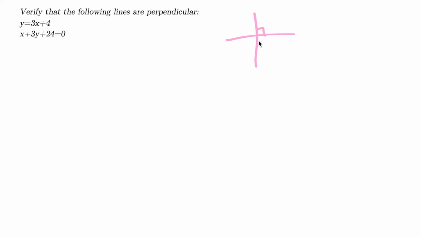The final question is asking us to verify that two lines are perpendicular, which means that they have a right angle between them. And if you remember, the condition for two lines to be perpendicular is m1 times m2 equals minus 1. So let's say this is equation 1 and this is equation 2. If we multiply the two gradients together and it equals minus 1, that means that the two lines are perpendicular.